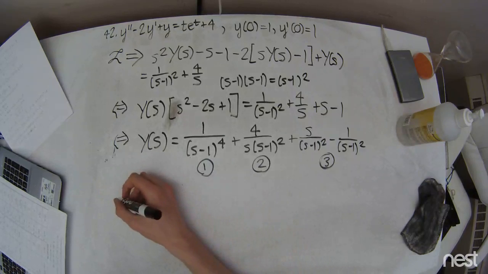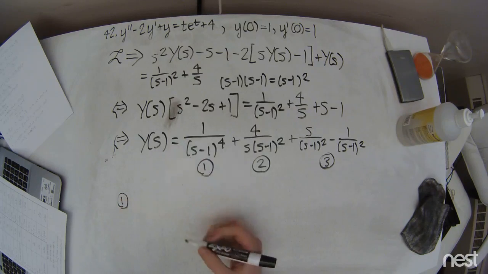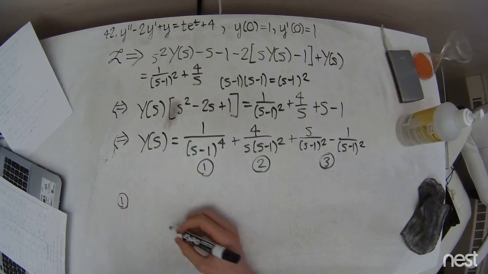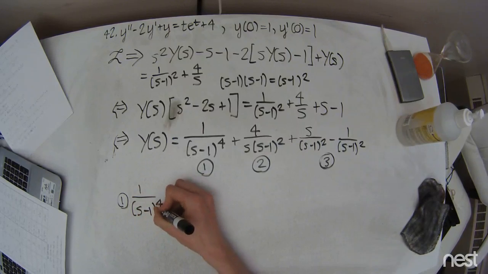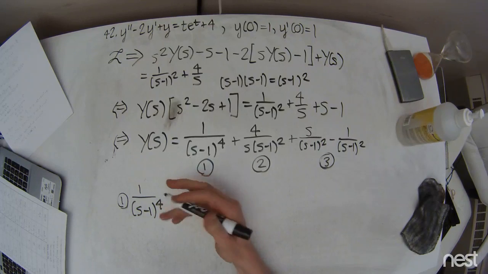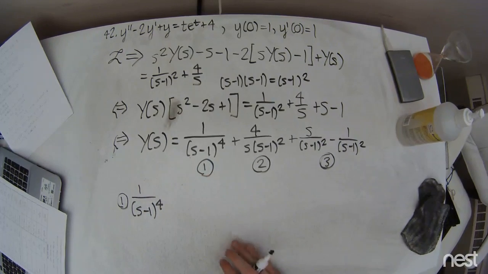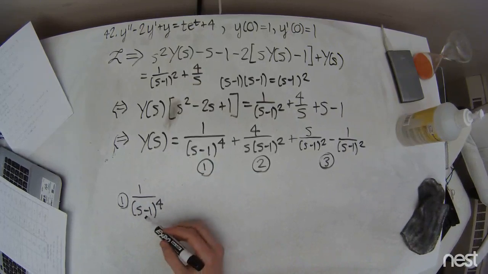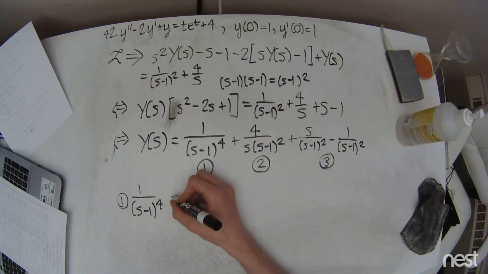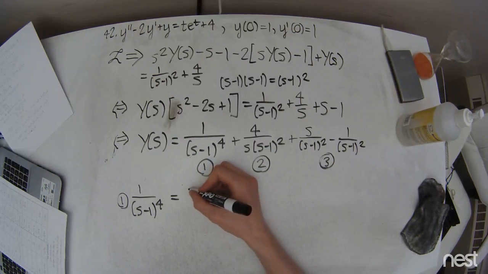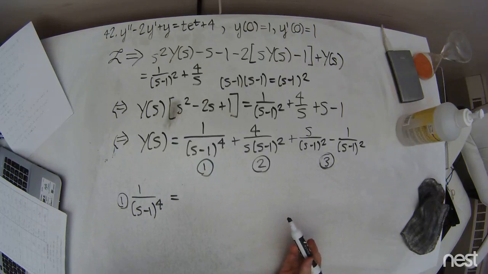Alright, so let's solve out part 1. The goal here is to basically just force this term to look like something that we recognize on our Laplace transform table, so then we can just easily swap it out for its inverse Laplace transform. So we're going to do that by multiplying by a fancy form of 1.